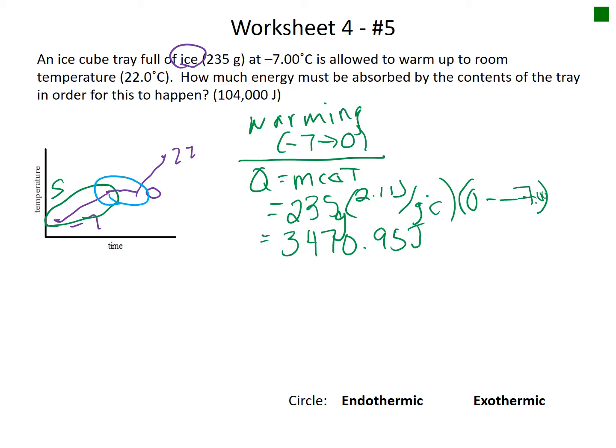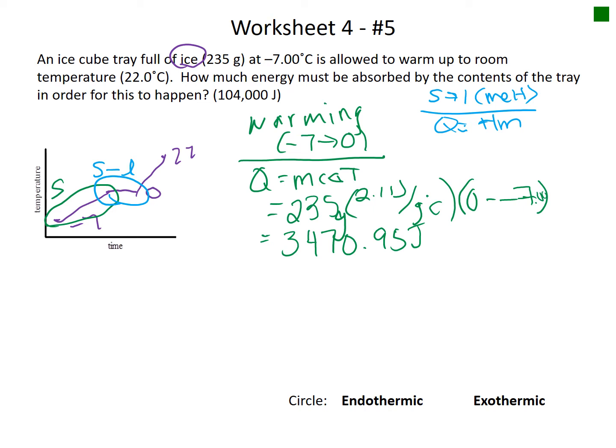Now I'm going to deal with my phase change, which is this flat line. For a phase change, you use the formula Q equals HM. What phase change is it going through right there? It's going from a solid to a liquid, which is melting. I always try to remember that vaporization is easy, since that's going from a liquid to a gas. The fusion one I don't remember as well, but I know it's not vaporization, so I'm going to use the fusion one.